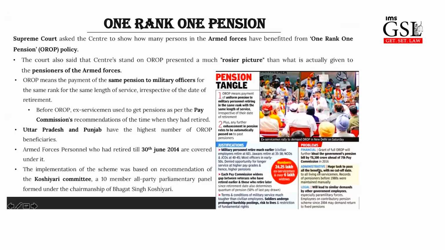Administrative problems, a huge task to pass all the benefits with no cutoff date. Legal complications, it will lead to similar demands by other government employees, especially the paramilitary forces. So what are the paramilitary forces, guys? Can you name at least five of them?